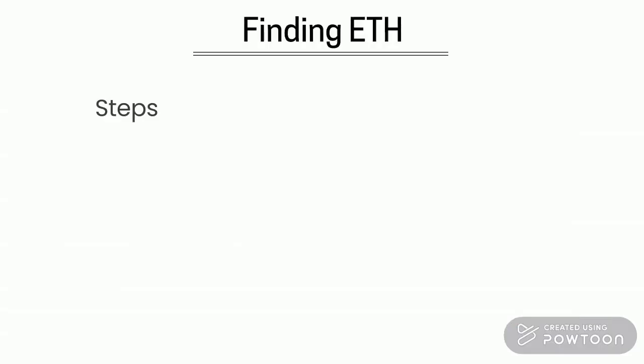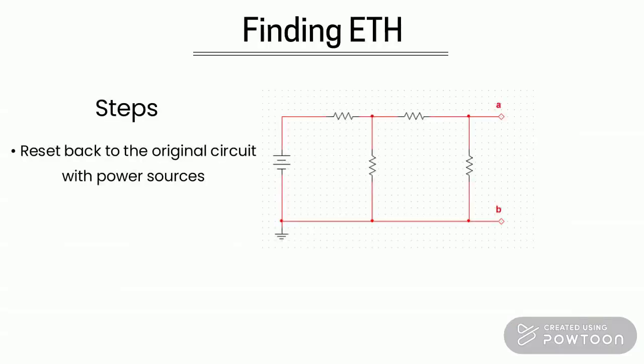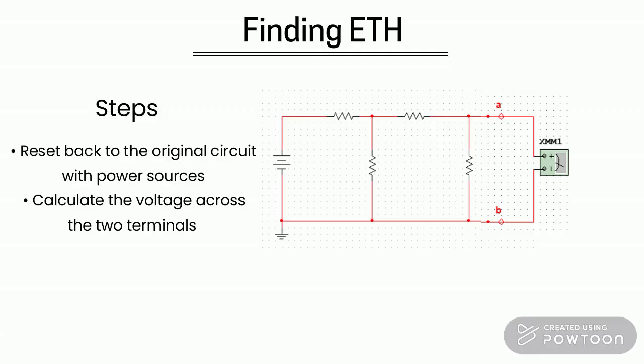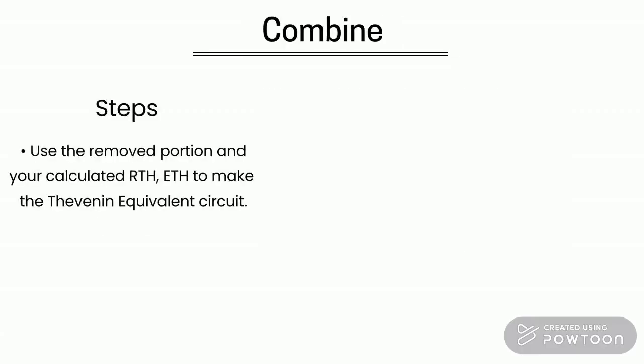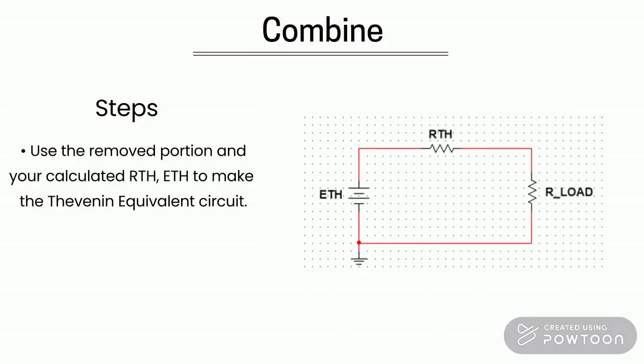To find the E Thevenin, we first reset the circuit to its original state and then determine the voltage across the two terminals. The final step is to combine the removed portion, the R Thevenin and E Thevenin, into a series circuit. With this last step, you have simplified your complex circuit into a Thevenin equivalent circuit.